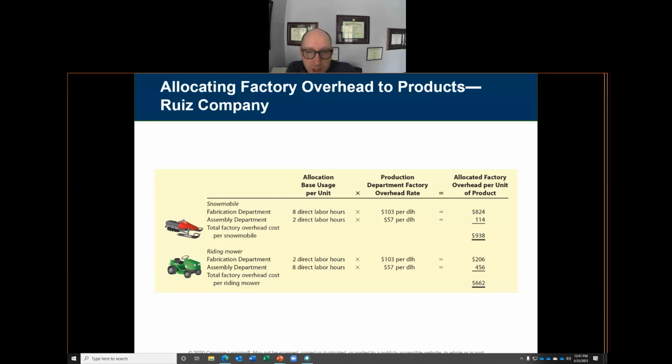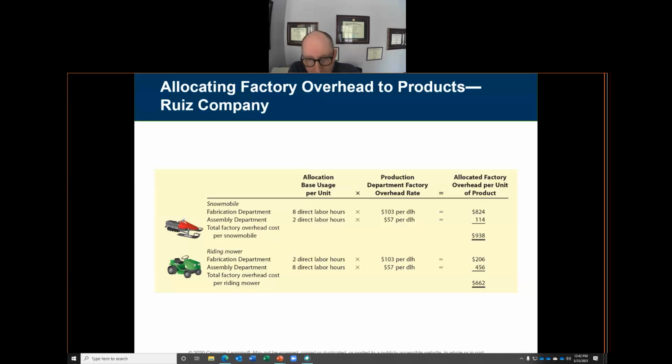Now, we see for the snowmobile, the total factory overhead per unit is $938. How did we get there? 8 hours of fabrication times $103 per direct labor hour for the fabrication department of factory overhead equals $824. For assembly, 2 direct labor hours times $57 per direct labor hour of overhead for the assembly department equals $114. You add 824 plus 114 from fabrication and assembly equals total factory overhead per snowmobile of $938.